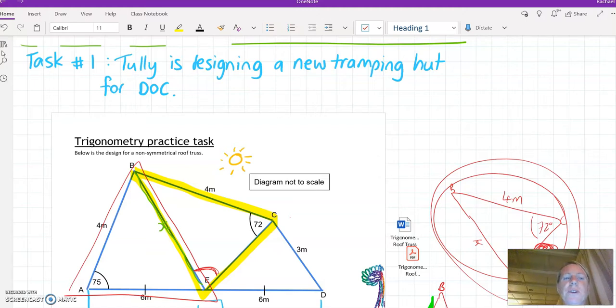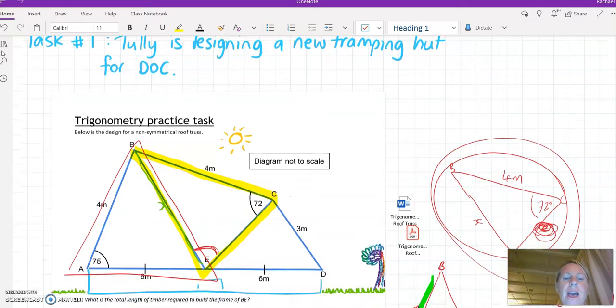Okay, so first of all, we've got Tully. I made them about you guys. Tully is designing his new tramping hut for Doc, and this is the roof of it. So we've got this diagram. Here are my worked answers. For the first one, I've already written some answers. For the second one, I'll go through them on this video.